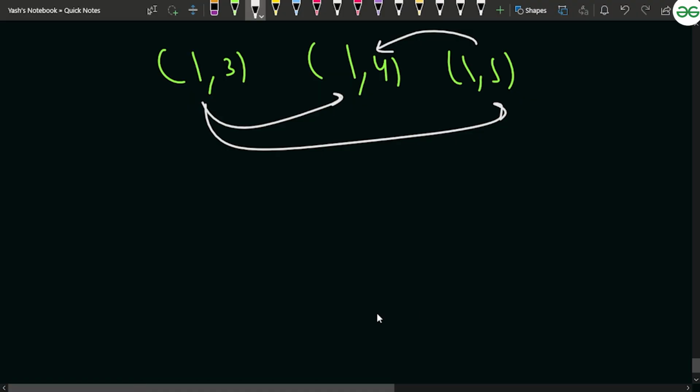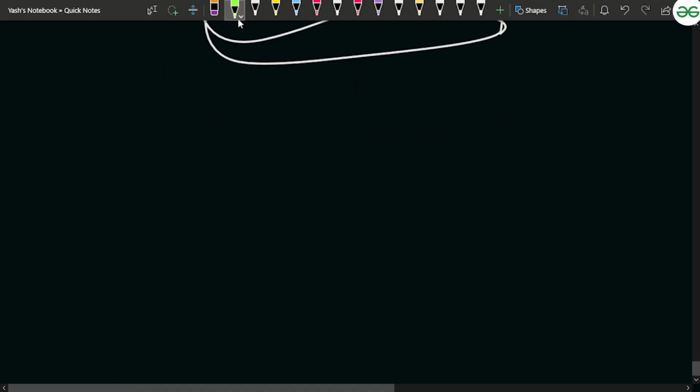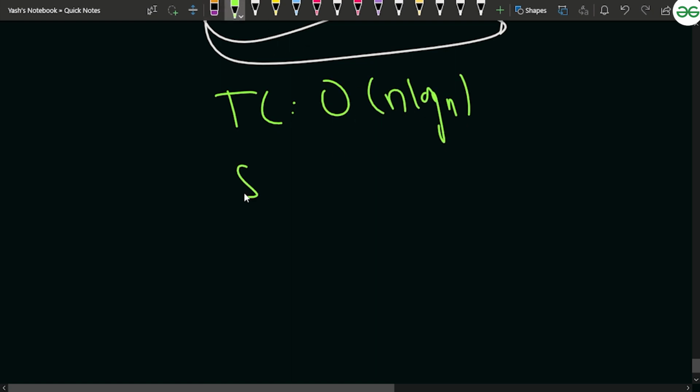Now talking about the time complexity of this particular approach. Since I'm using a normal map, the time complexity will be order of n log n, right? It will be nothing but order of n log n, and the space complexity will be nothing but order of n.